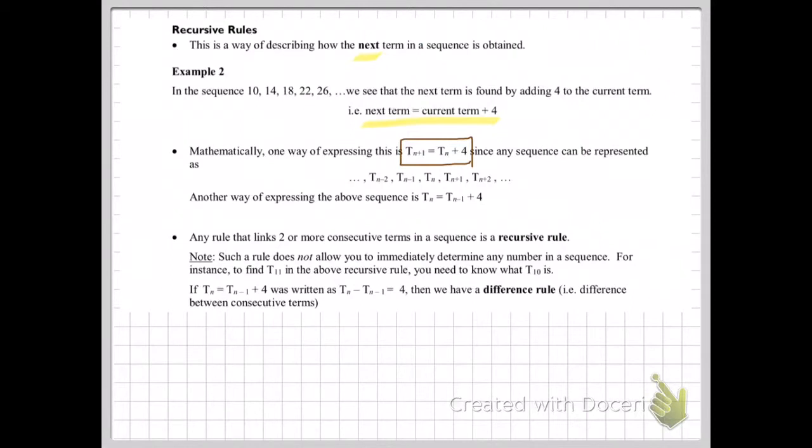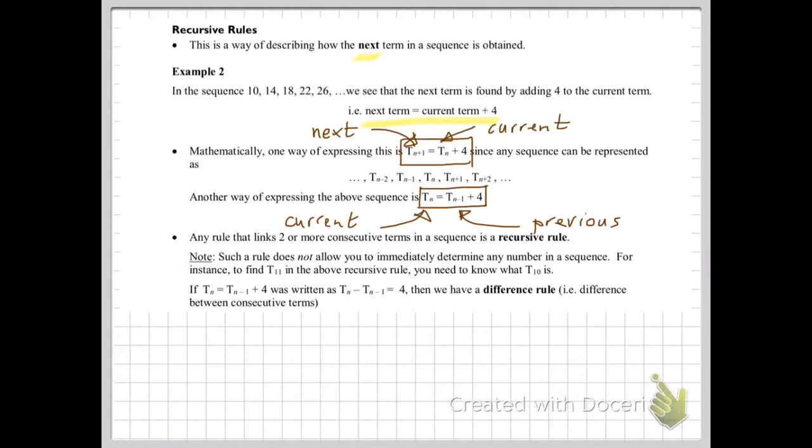We can always write the whole sequence of terms just by adding 1 to the index as we move to the right, and progressively subtracting 1 from the index as we move to the left. Just to quickly recap, tn plus 1 is the next term, and tn is the current term. Another way of expressing the above sequence is tn equals tn minus 1 plus 4. So in other words, we're defining the current term tn by looking at what we need to do to the previous term tn minus 1.